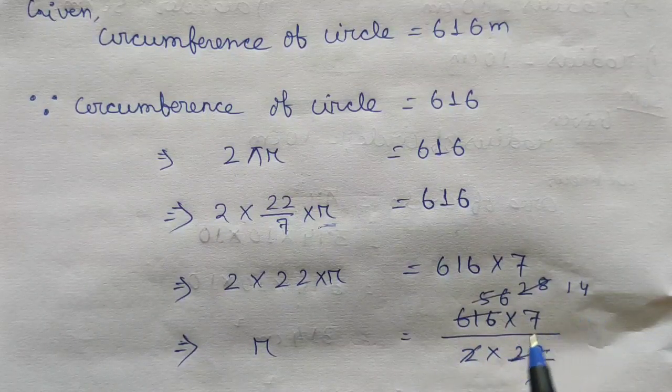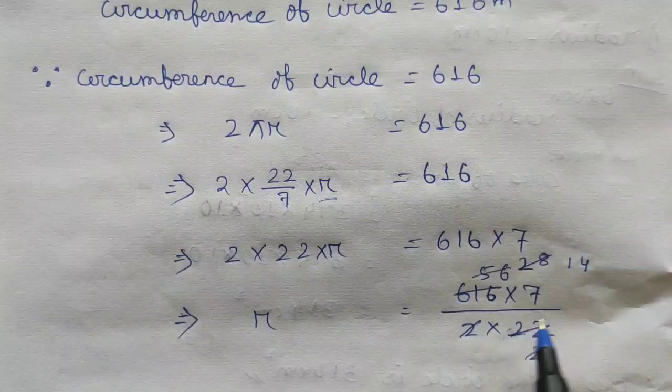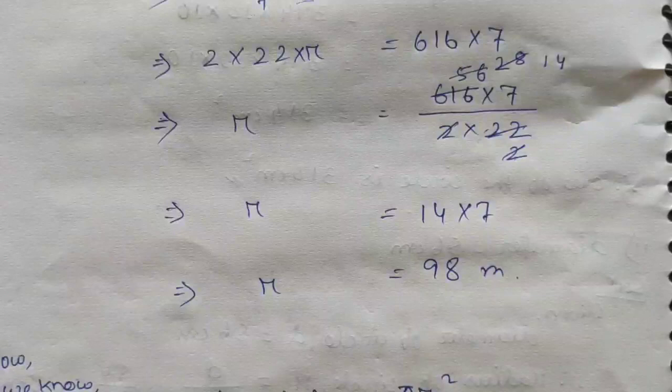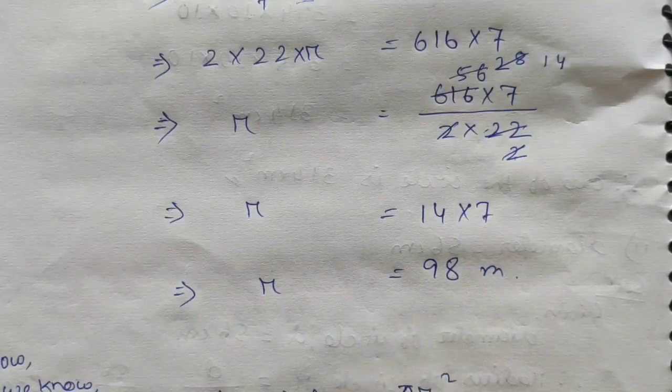Then we get 14 into 7. Look here, 14 into 7. So we'll write r equals 14 into 7. If we multiply 14 with 7, we get r as 98 meter. That means the radius of the circle having circumference 616 is 98 meter. So next, what do we have to find? We have to find the area of that circle having radius 98 meter.